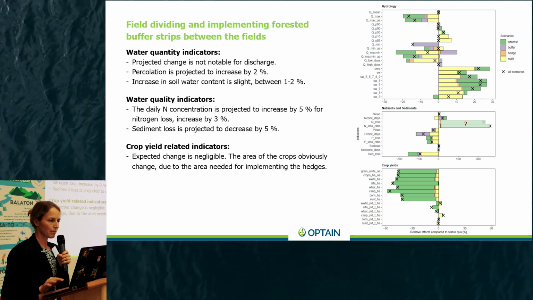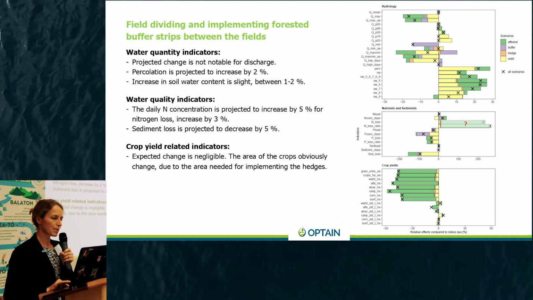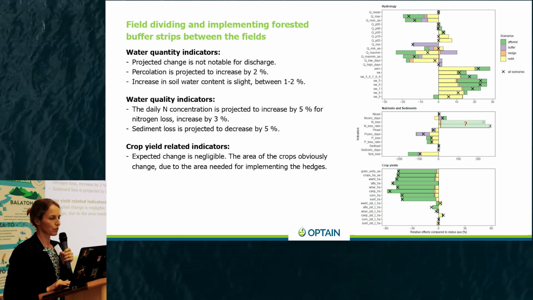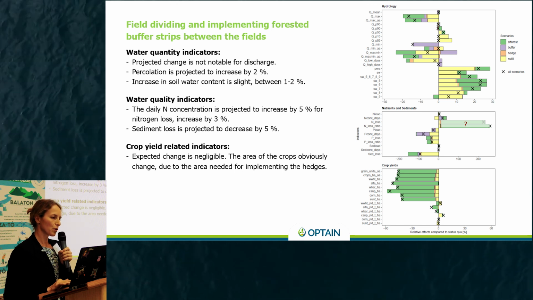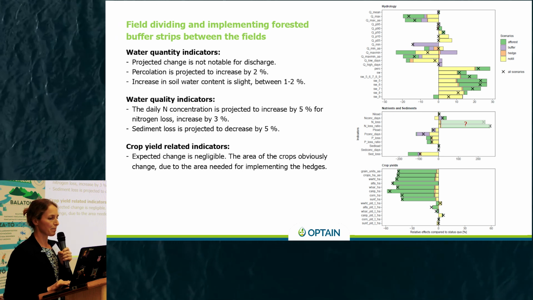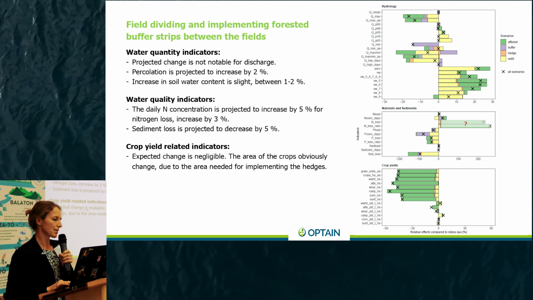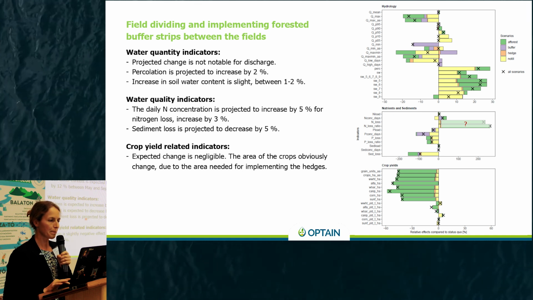Then field dividing buffer strips. The water quantity indicators are not high. Water quality indicators show some percentage in a good direction. And again, this does not have a big effect or influence on crop yield.